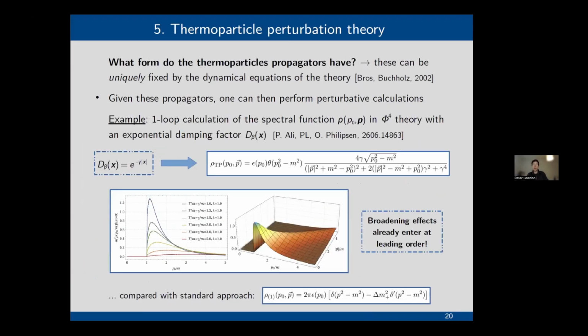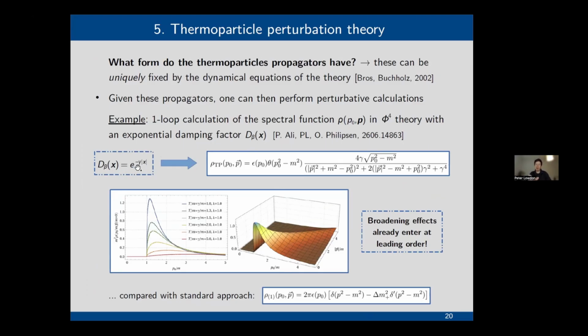So then the question, as was mentioned before, is what form will they have? As I mentioned in the backup slides, you can in principle uniquely fix them from the dynamical equations. What we do in this work is just use a functional form that we choose. We just choose an exponential damping factor.